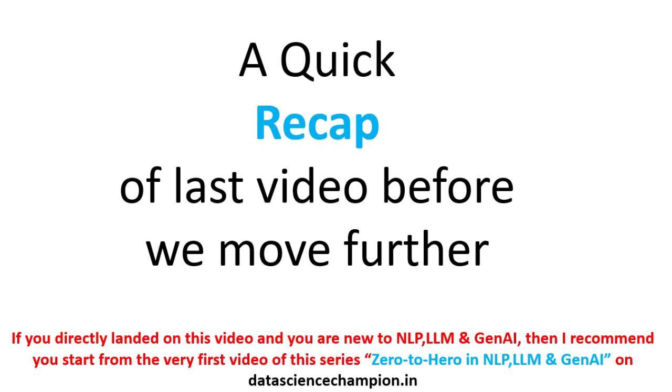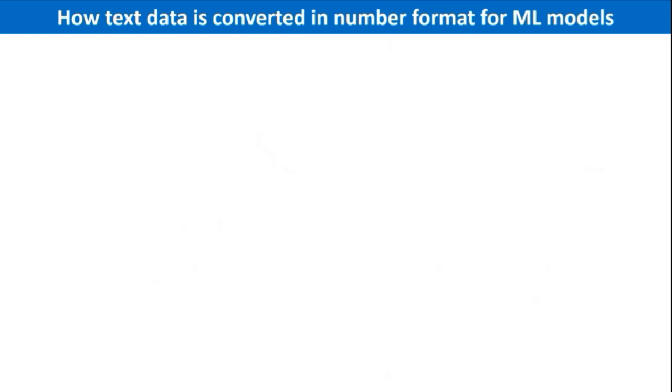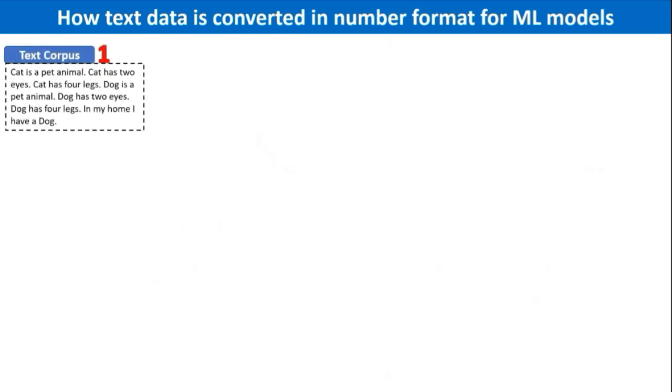First things first, let us try to understand how text data is converted in number format for ML models. In the realm of natural language processing, recognizing that machine learning algorithms operate with numerical input is essential. Thus, text data must undergo a transformation into a numerical format for these algorithms to comprehend and manipulate. Consider this as our sample text data corpus. This corpus being small requires minimal normalization or cleanup because this is already in good shape. For simplicity, we will convert it to lowercase.